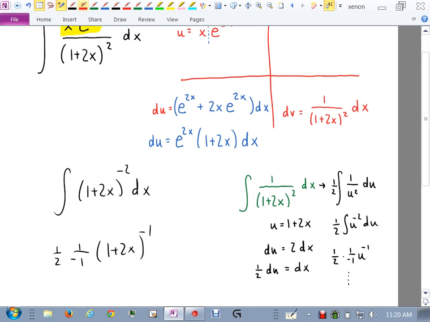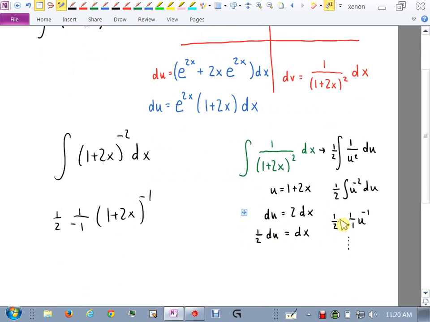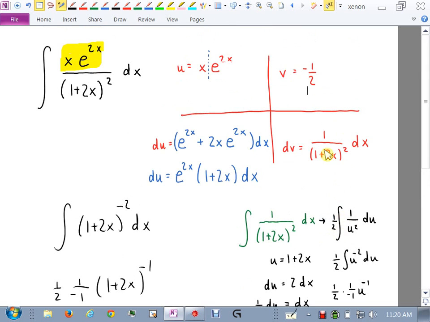Like, what's v? So v for us should be negative 1/2. That comes from all that negative junk here in the fraction. And then my u to the negative 1, which I'm writing as 1 over u. So it's 1 over 1 plus 2x, like that.